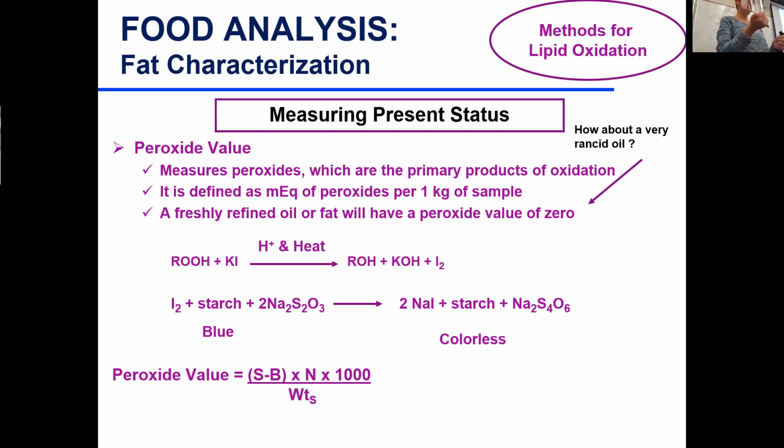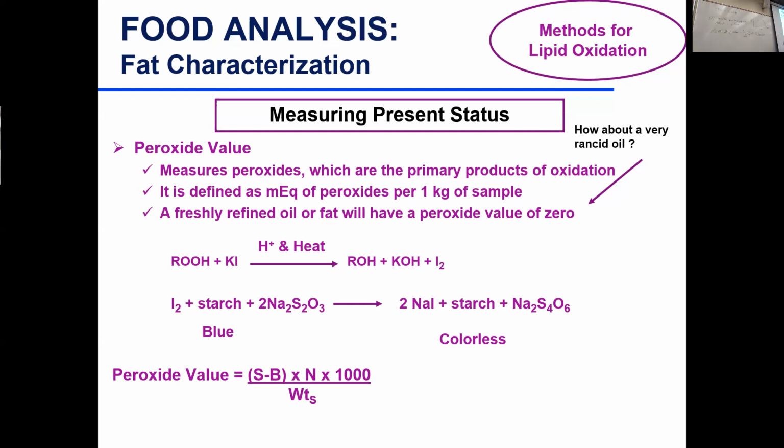How do we know that it is rancid? Really, open the oil and it's going to smell really bad. So even if you have a peroxide value of 0 and the oil smells really bad, you cannot say it's fresh oil. It's a very oxidized oil.